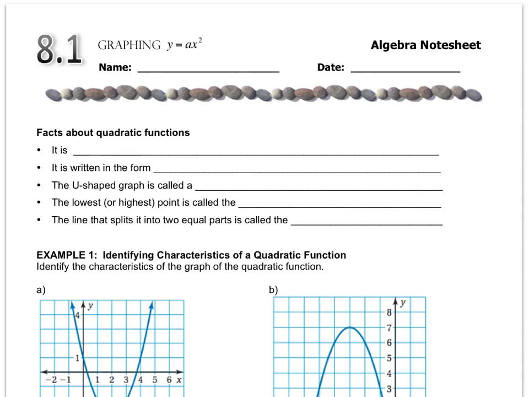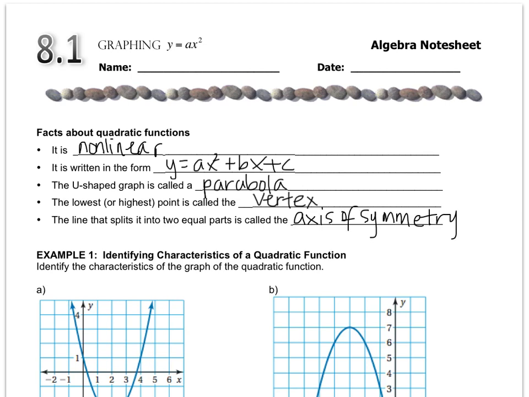Quadratics are nonlinear. They're written in the form y equals ax squared plus bx plus c, which for quadratic functions means that it's raised to the second power, so you definitely have that exponent there. And like I said, I'll introduce what the a, b, and c represent. The U-shaped graph is called a parabola. The lowest or highest point is called the vertex, and the line that splits it into two equal parts is called the axis of symmetry.